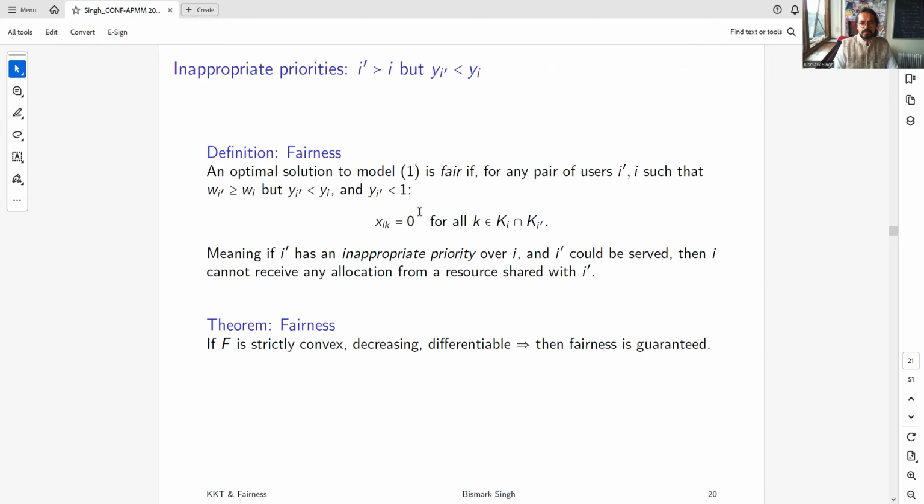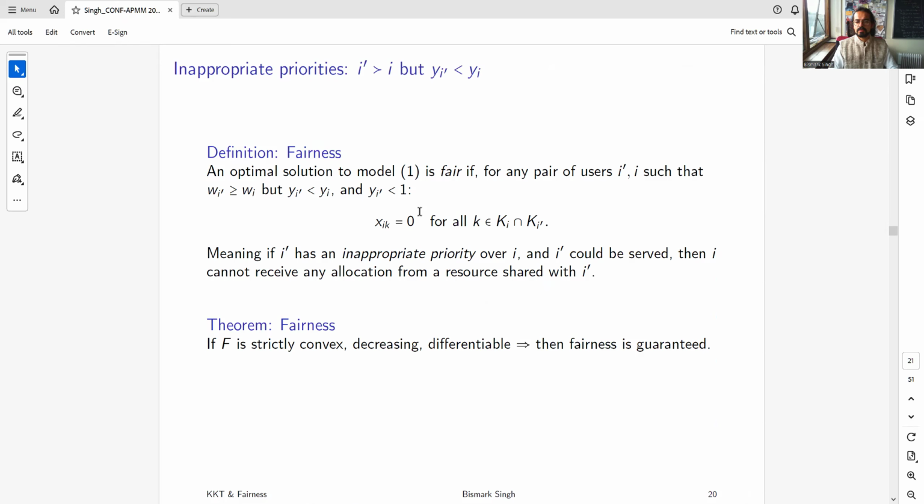And then we prove a theorem in our work that all f has to be is a function which is strictly convex, decreasing, differentiable, and then this notion of fairness is guaranteed. So this is a very general setting that we would expect to hold.